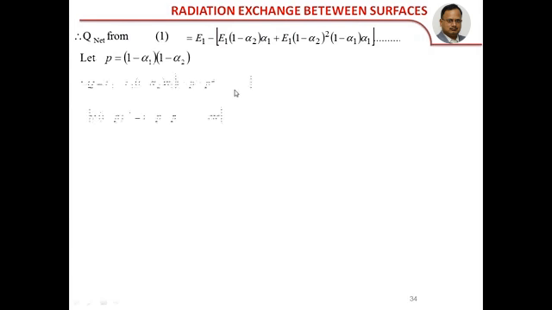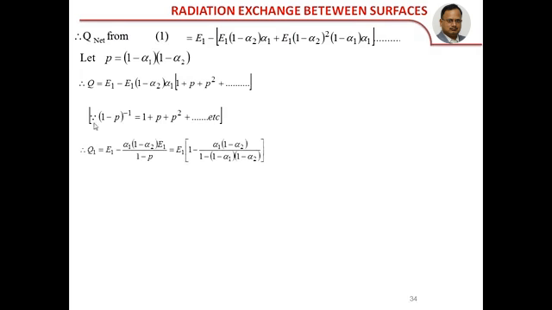Let us assume P equal to (1 minus alpha 1) into (1 minus alpha 2). So Q net is equal to E1 minus E1 into, take out (1 minus alpha 2) alpha 1 common, you have 1 plus P plus P square and so on. This 1 plus P plus P square is the binomial expansion of (1 minus P) to the power minus 1. So I can write Q is equal to E1 minus E1 alpha 1 into (1 minus alpha 2) by (1 minus P), where P is (1 minus alpha 1) into (1 minus alpha 2).